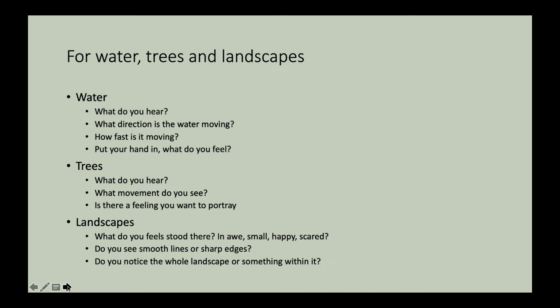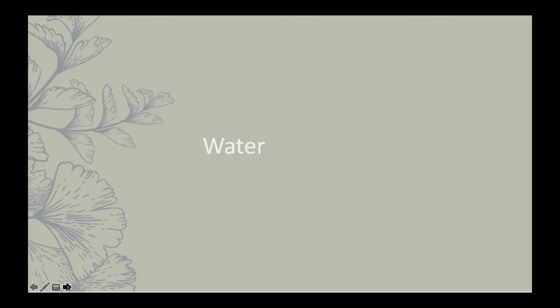With landscapes, what do you feel when you're stood there? Are you in awe of the landscape? Do you feel small? Do you feel happy, scared? You know, you can have any positive or negative emotions. Then do you see smooth lines or sharp edges? This will really impact the movements that you make with your ICM. Did you notice the whole landscape, or did you just notice something within it? Again, I think when we're all stood there, everybody's going to be noticing something very different.